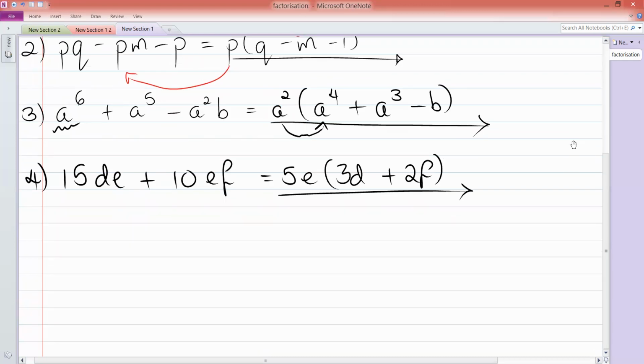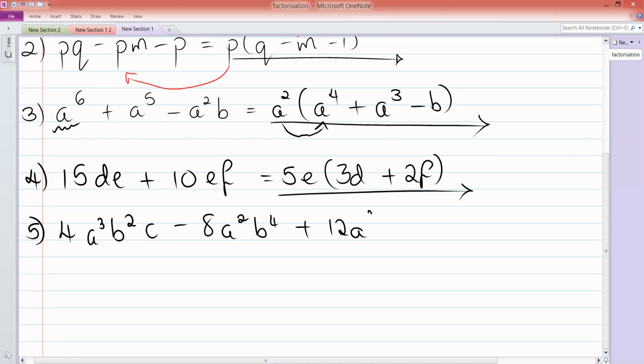Well done. Now, let's kick it up a notch. So let's look at this one: 4a to the 3 b squared c minus 8 a squared b to the 4 plus 12 a squared d. What should I factor out here? Ian, you've been quiet. Tell me, what should I factor out? Let's think of the coefficients first.